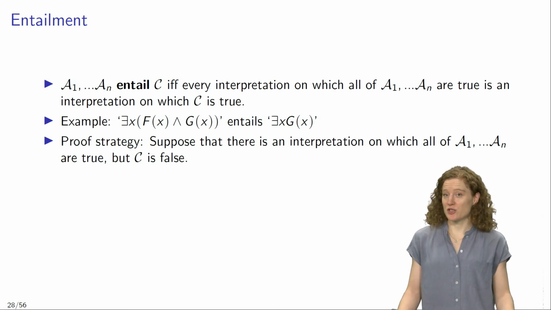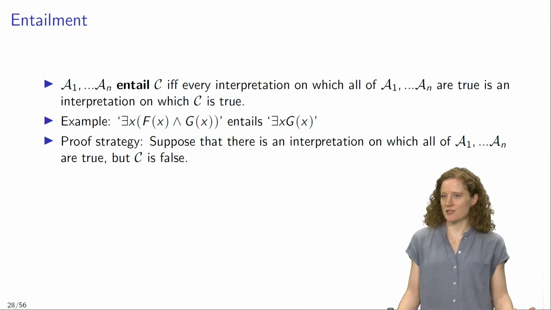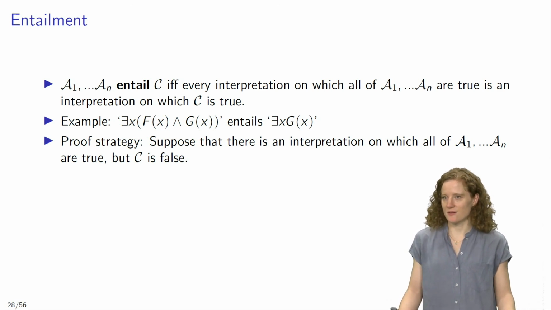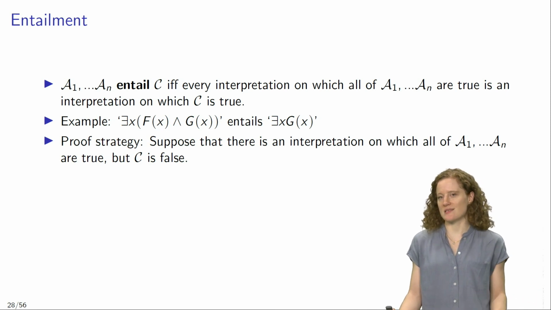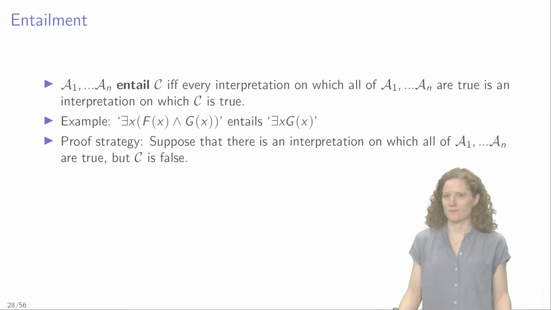Now, if you want to show that given FOL sentences entail a certain conclusion, we are going to start by supposing that there is an interpretation on which all of A1 to AN, our premises, are true, but the conclusion is false. And then we are going to show that this assumption leads to a contradiction. And that is going to license us to infer that every interpretation on which all of the premises are true is an interpretation on which the conclusion is true.